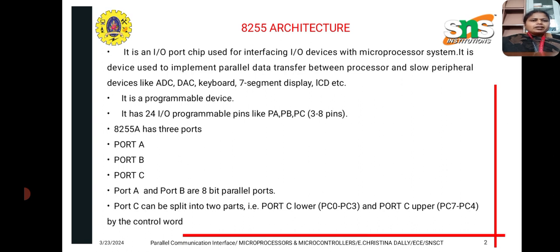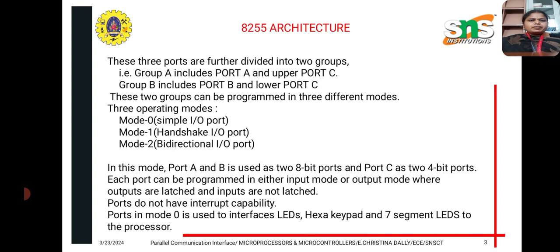It is a programmable device and it consists of 24 I/O programmable pins, and it consists of 4 ports. Each port has 8 pins. Here A and B are called parallel ports, and port C is split into port C lower and port C upper. So in total it consists of 24 pins. Apart from that, it divides into two groups that can be programmed into 3 different modes: mode 0, mode 1, mode 2 - simple I/O port, handshake I/O port, and bidirectional.